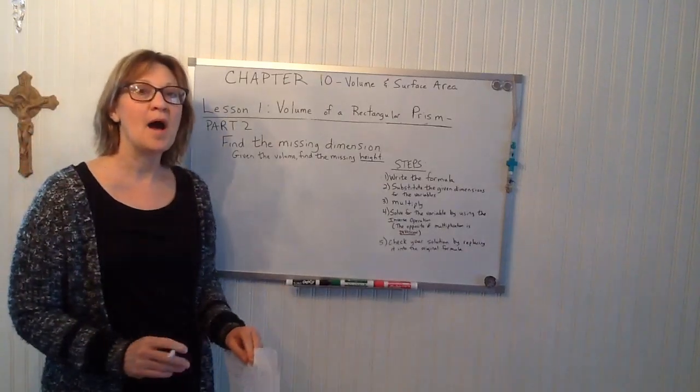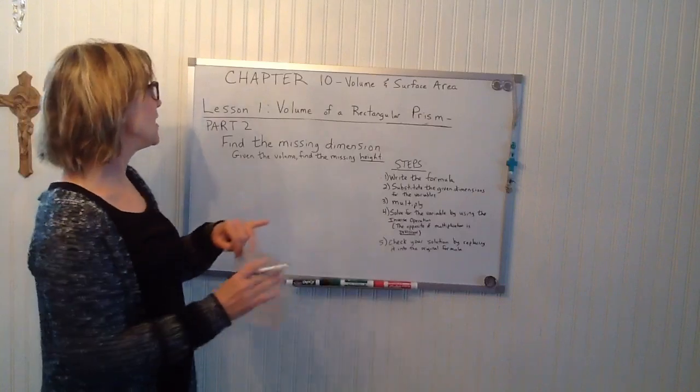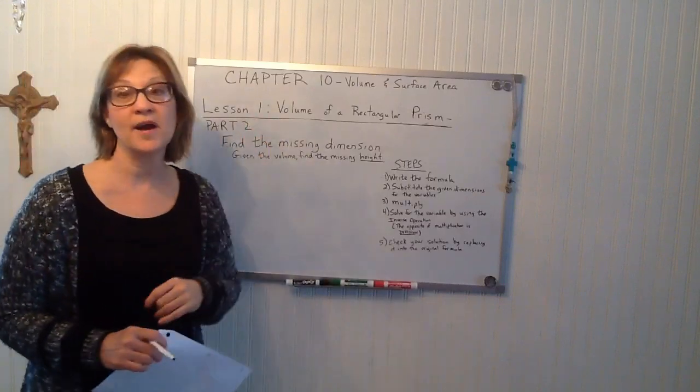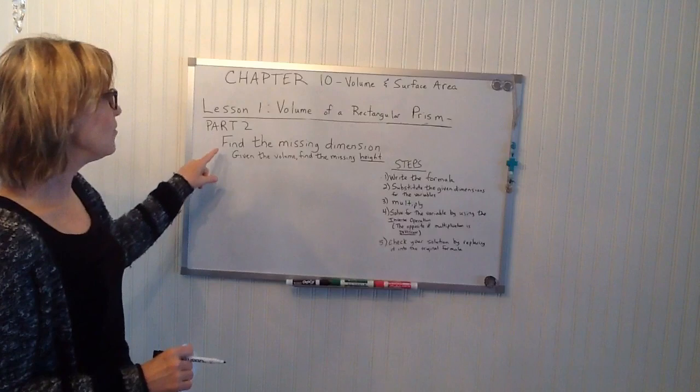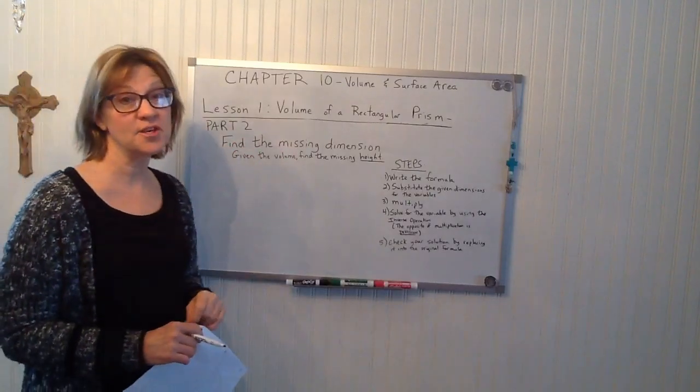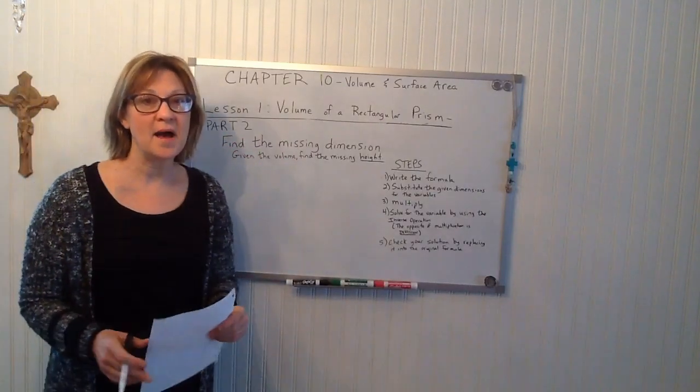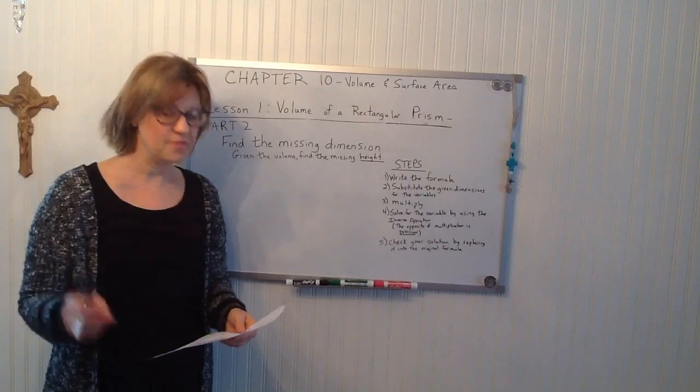Hi everyone, we are on part 2 of lesson 1, volume of rectangular prisms. Today we're going to find the missing dimension. Let's get started by drawing our 3D figure.